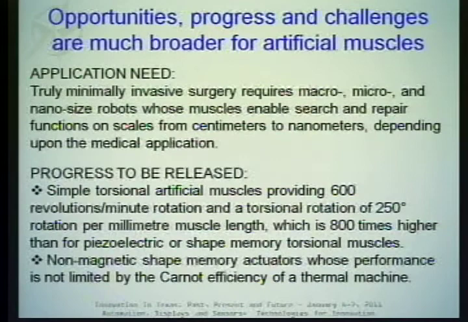The application needs for artificial muscle. I see that there's a screen down here. I'm an old man, I can't see, everything gets fuzzy.